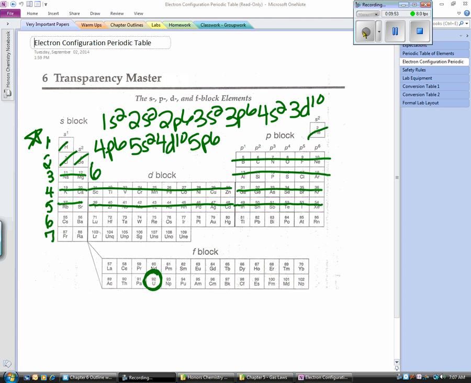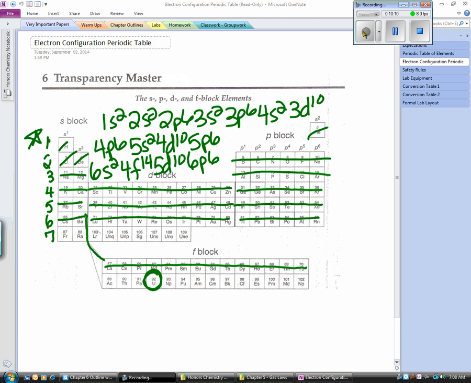6 energy level, 6s2. Remember, we have to go down here. 4f14, and everybody forgets those f's. Don't forget your f's. 5d10, 6p6, 7s2, and then 5f1, 2, 3, 4. So uranium's is 1s2, 2s2, 2p6, 3s2, 3p6, 4s2, 3d10, 4p6, 5s2, 4d10, 5p6, 6s2, 4f14, 5d10, 6p6, 7s2, 5f4.